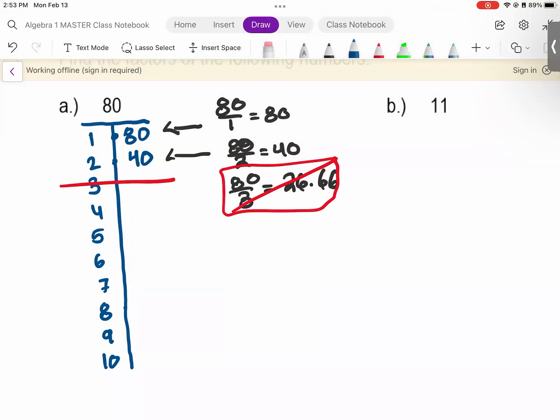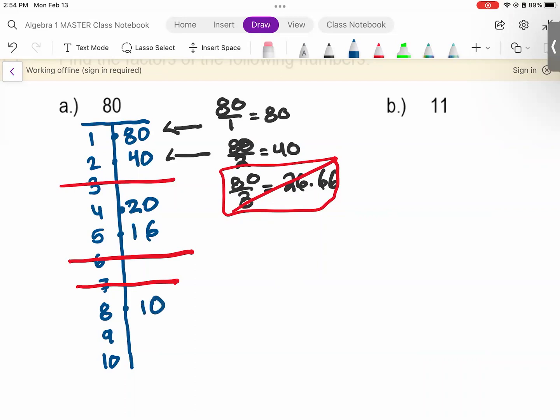So 80 divided by 4, we get 20. 80 divided by 5, we get 16. 80 divided by 6, we get 13.33. So again, we're not going to use that one. Si les sale un decimal, no lo usen. 80 divided by 7, we get 11.42. So again, we're not going to use that one. And then finally, 80 divided by 8, we get 10.